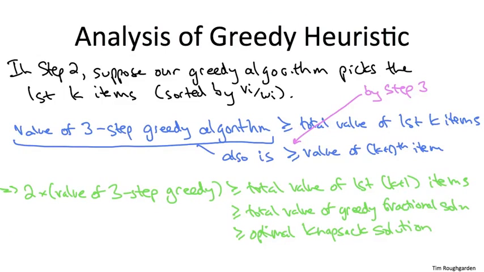Divide both sides by 2 and you'll see we've proved the theorem. The output of the three-step greedy algorithm is guaranteed to be at least 50% that of an optimal solution.